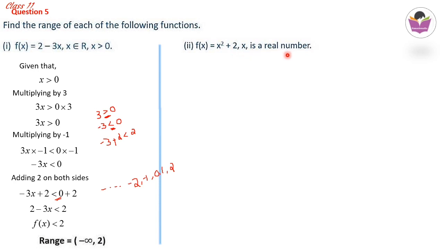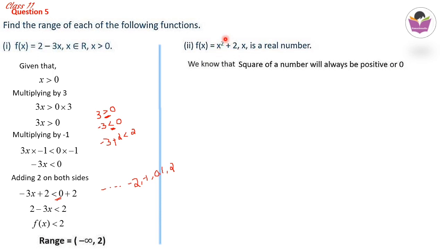X is a real number. Here also the same method we are following. We know that the square of a real number will always be positive or 0. Here x greater than 0 is given to us. But here we have to take from observing the function f of x is equal to x square plus 2. Here there is a square term.